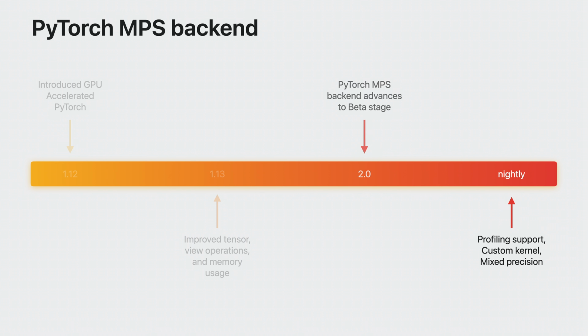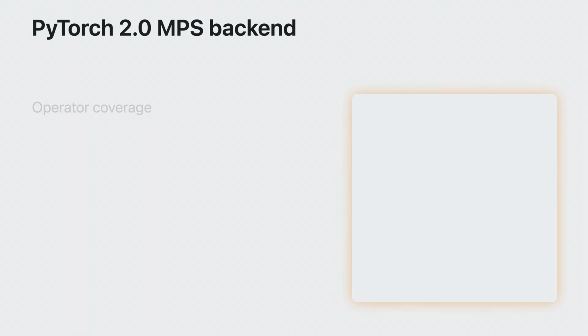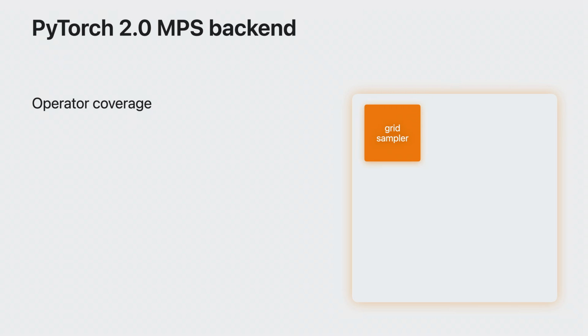Latest PyTorch builds contain lots of new updates, such as MPS operation profiling, custom kernel, and automatic mixed precision support. Before covering all the nightly build features, I'll start with what is new in PyTorch 2.0. There is support for the top 60 most used torch operators, including ops such as grid sampler, triangular solve, topK, and many more.